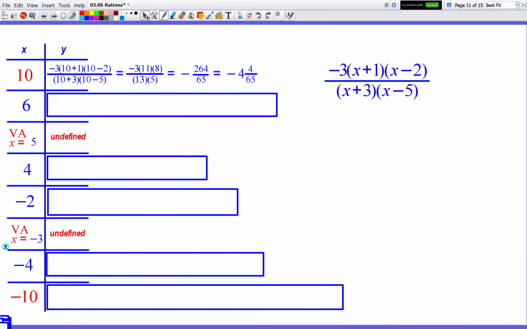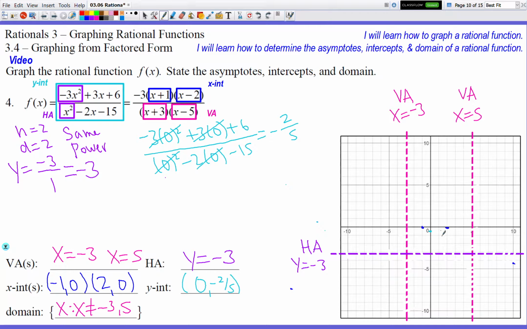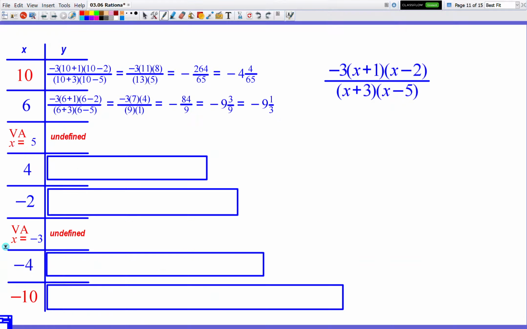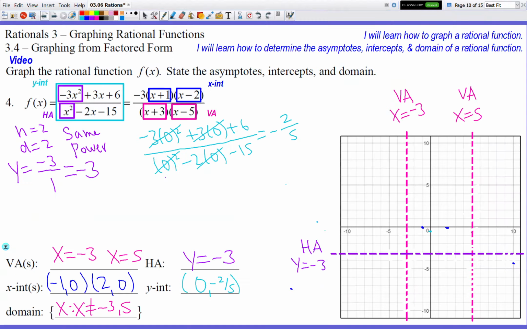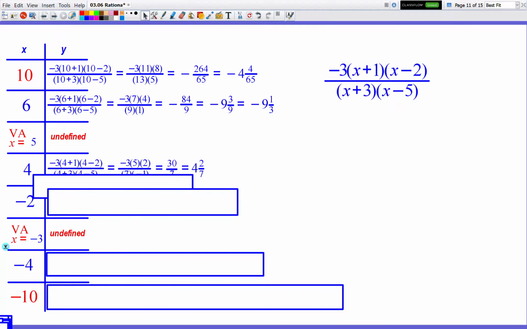All right, let's uncover the next box. So plug in 6, you get negative 9 and 1/3. So 6 and negative 9 and 1/3. 1, 2, 3, 4, 5, 6. And what was the number again? Oh my goodness, I totally forgot. Negative 9 and 1/3. So that's right about there.